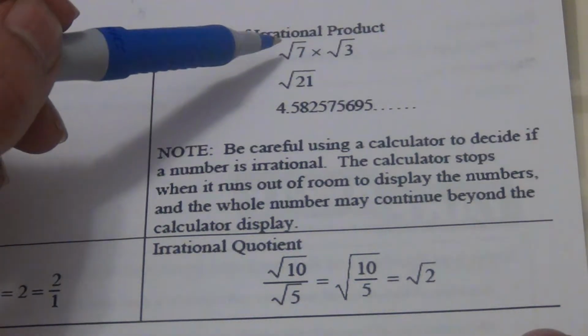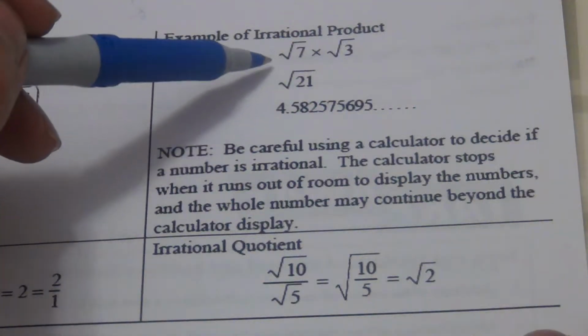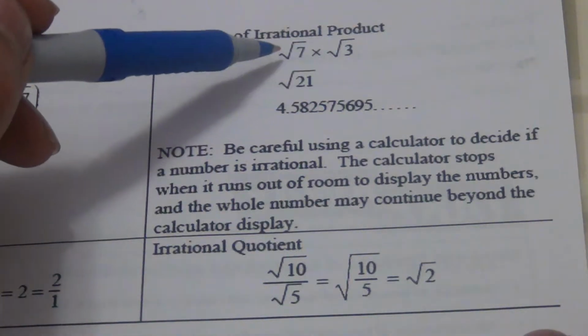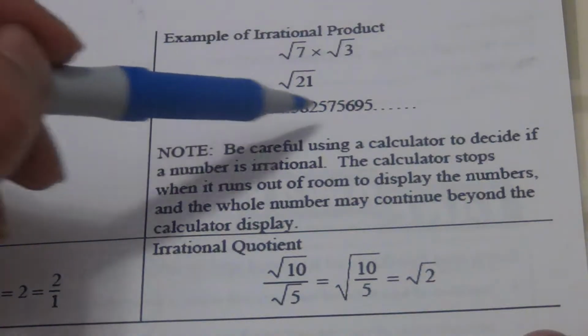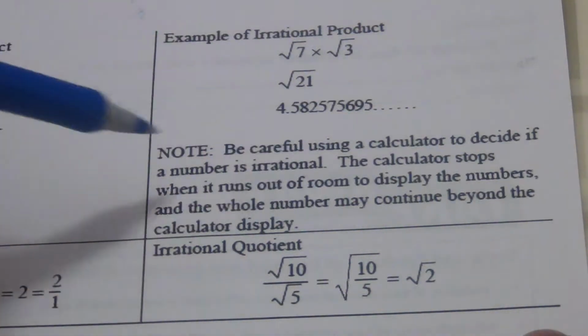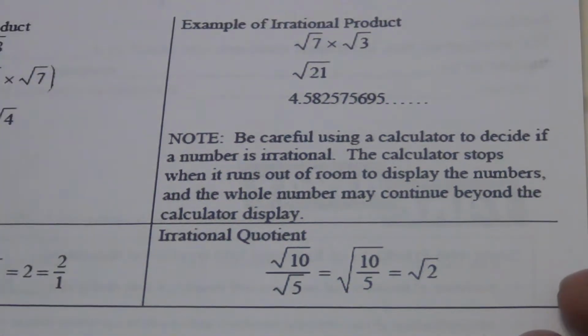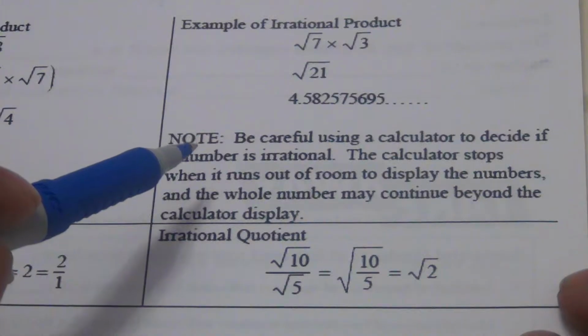This is the example when you multiply two irrationals and the result is irrational. Do you see? Radical 7 times radical 3 is radical 21. Then when you calculate it, that's what you get. And then you have the note. It says, be careful using a calculator. Why? Because the calculator will run out of numbers.